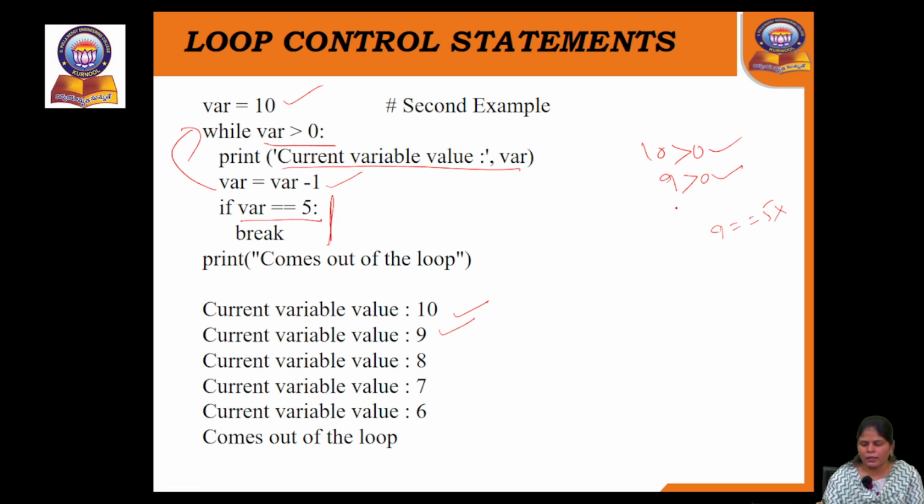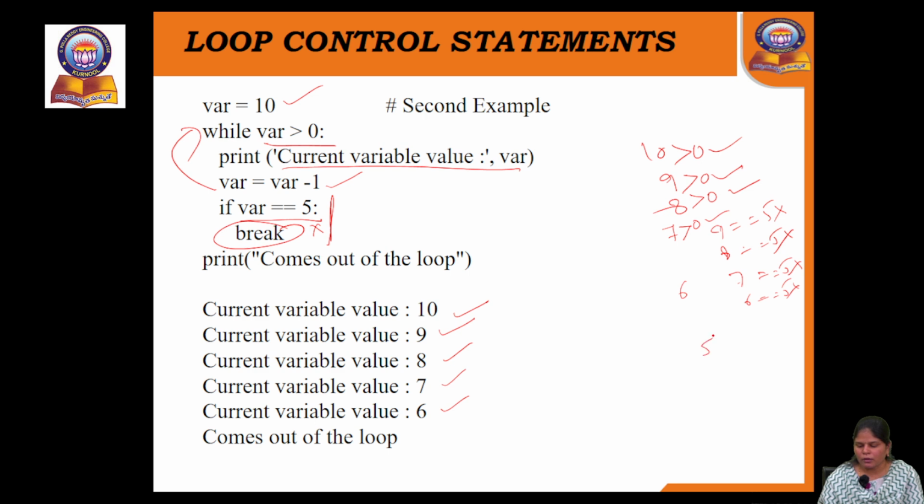Now var value will be 8. So 8 equal to 5, condition is false, so the break will not be encountered, so it goes back. Now var value will be checked with greater than 0, condition is true. Now var value will become 7. 7 greater than 0, condition is true. So it will print 7. After 8 it will print 7. After that it will be decremented to 6. Then it will check 7 equal to 5, condition false. Next 6 equal to 5, condition is false. 6 greater than 0, condition is true. So 6 will be printed.